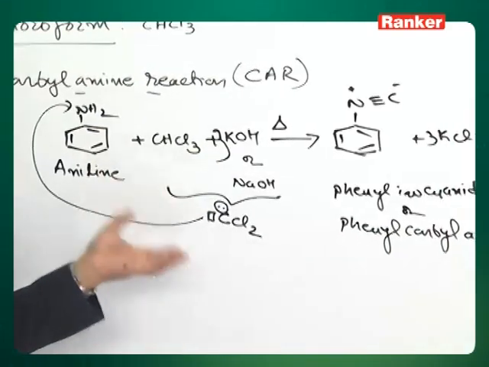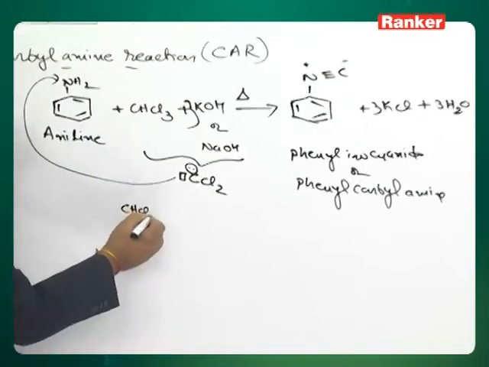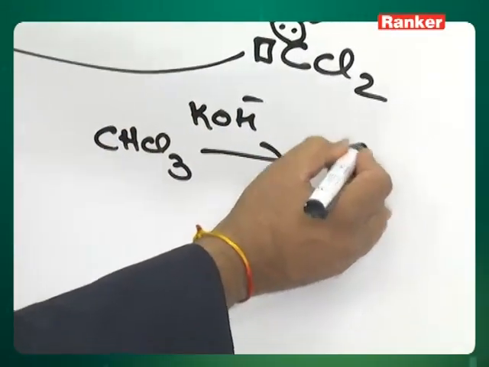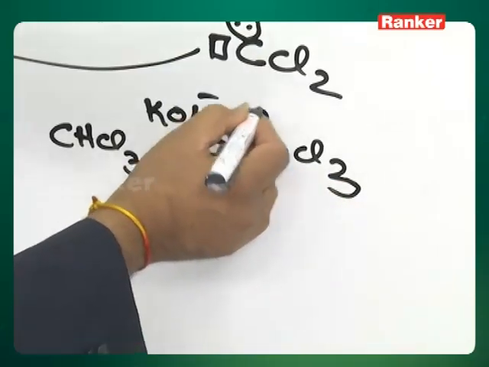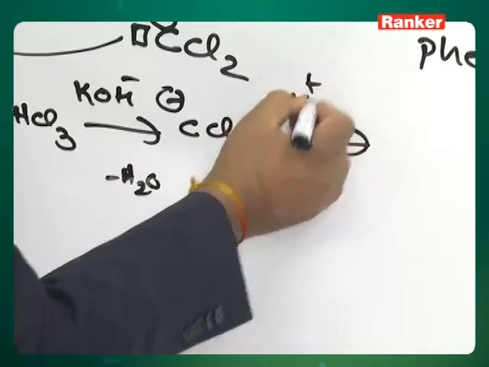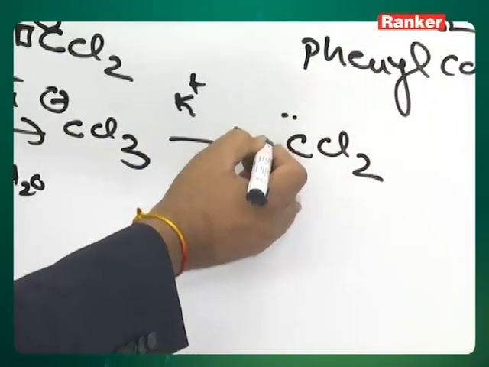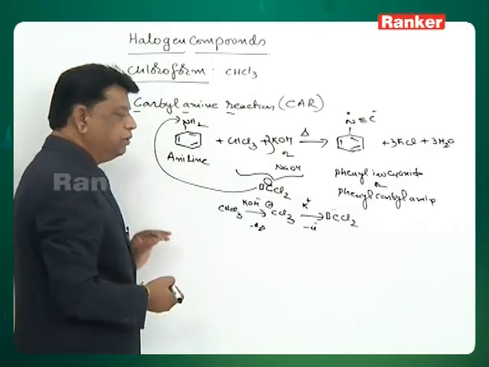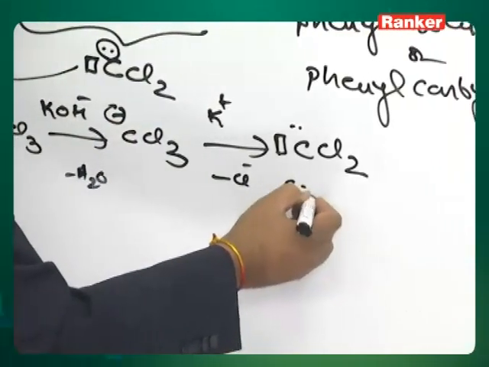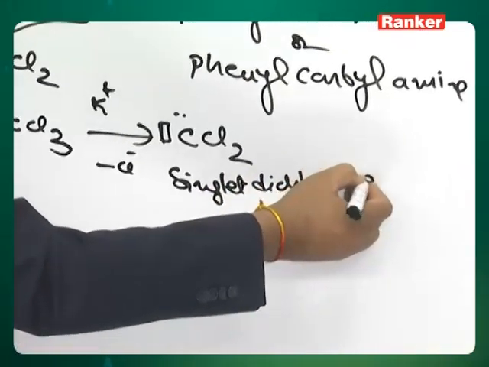The first step is common, that is how you get CCl2. First CHCl3 with KOH, the OH minus and H plus goes and you will get CCl3 minus, minus of water. And then from here the K plus will take away the 1 Cl minus, forms into KCl, and the CCl2 with lone pair and vacant orbital is known as dichlorocarbene singlet, dichloromethylene carbene, you can say totally singlet dichloromethylene carbene.